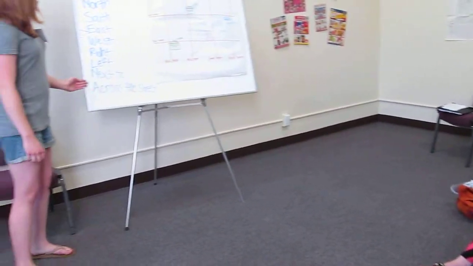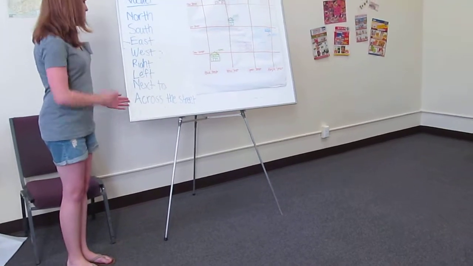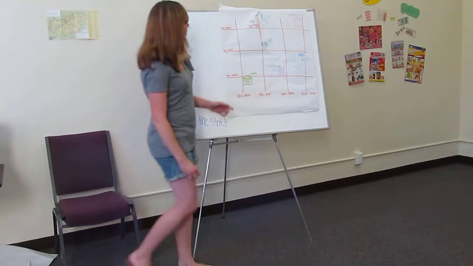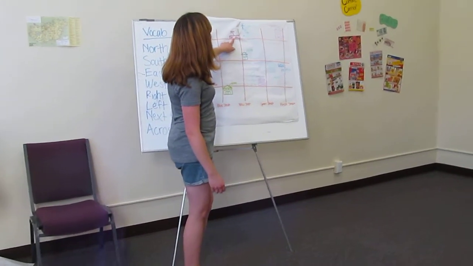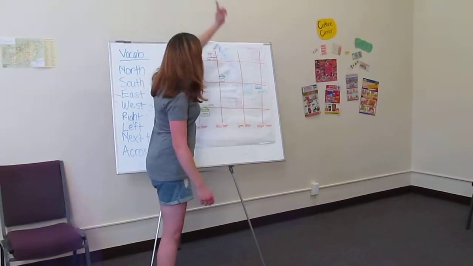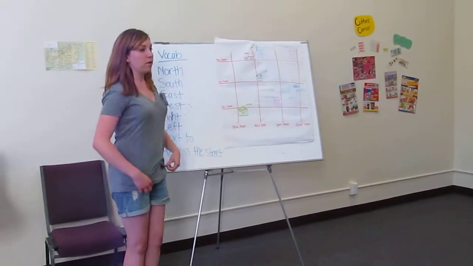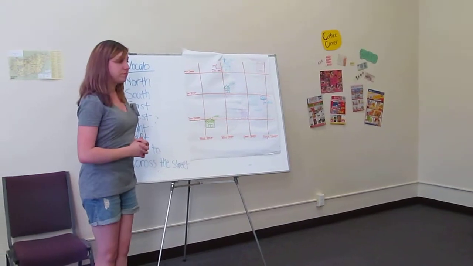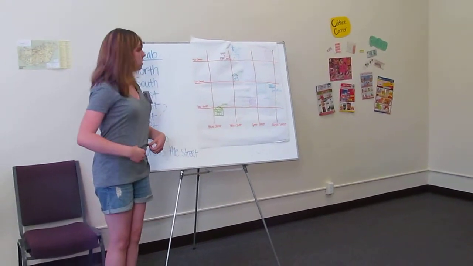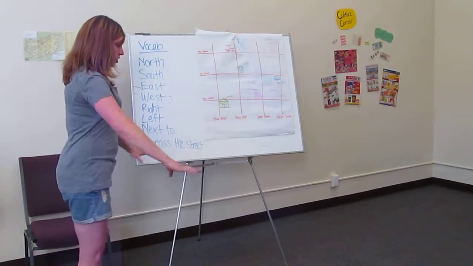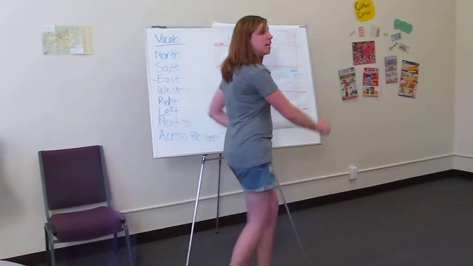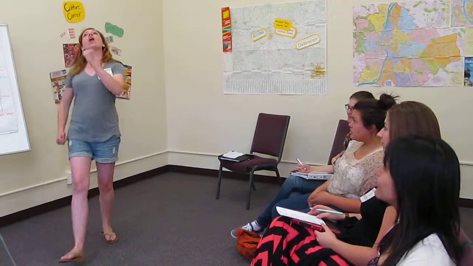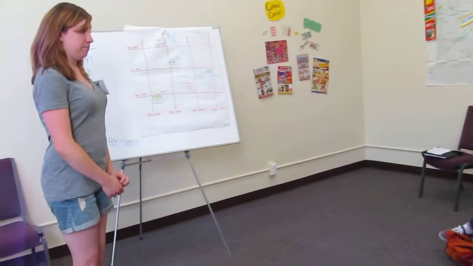All right. The next term we have for street maps is across the street. The store is across the street from the church. Okay? Across the street. Do you understand? If there was a street, I would have to cross it to get to the next place. So I would have to go across the street.